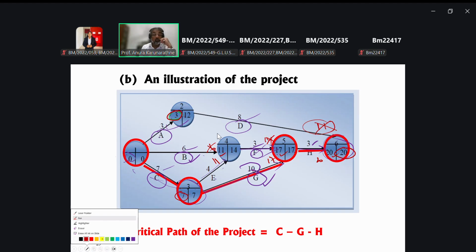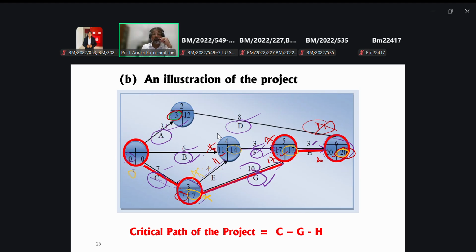How to do that? So you can start the work. 20 minus 3, that is 17. 17 minus 3, that is 14, right? Then 17 minus 10, that is 7, right? Then 14 minus 4, that is 10, right? Then you have to take the lowest one. As per the backward pass approach, you have to take the lowest, right? Then 7 should be recorded. Then we can cancel 11, right? Then 7 minus 7, that is 0.